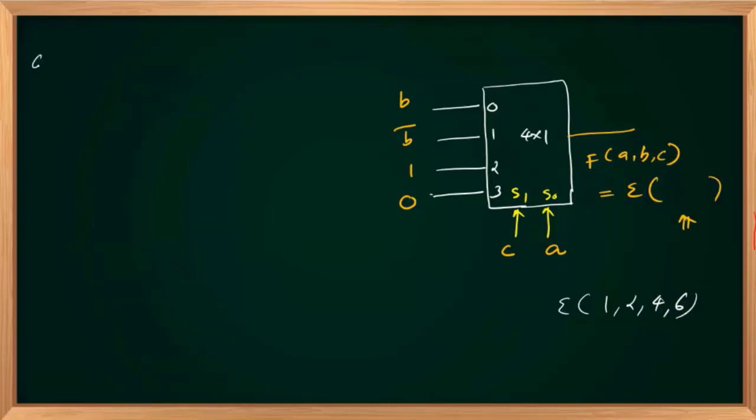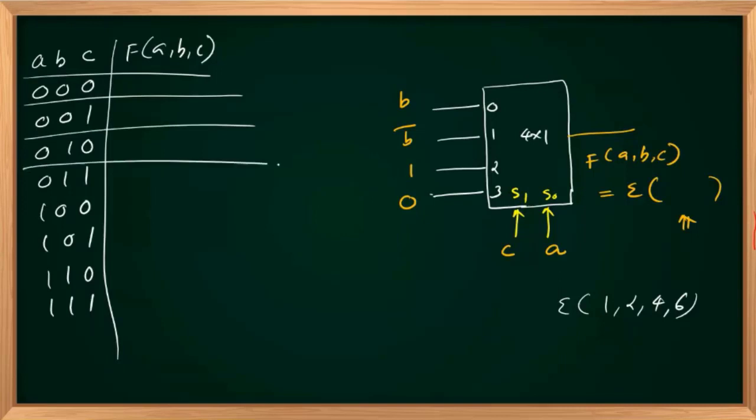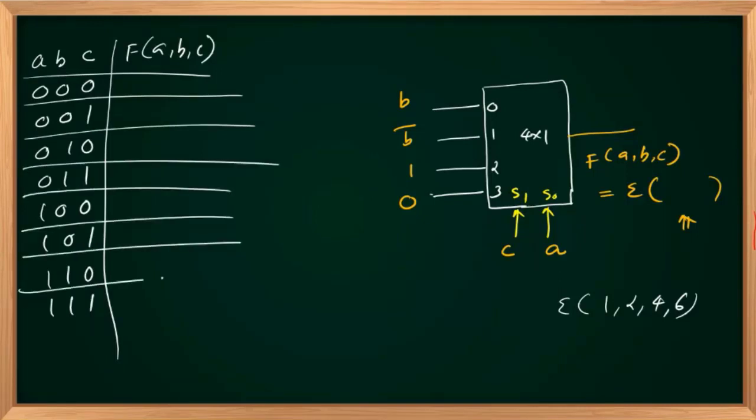A 3-variable system has 8 combinations possible, and this is my output f of A, B, C. I'm applying 8 different combinations, and I should get an output equal to 1 corresponding to minterms 1, 2, 4, and 6.